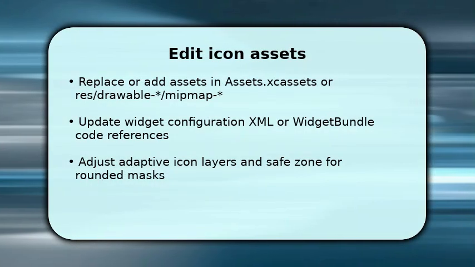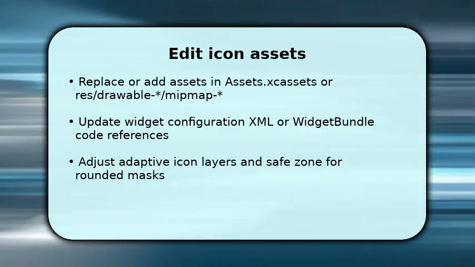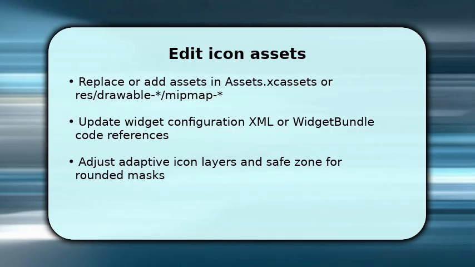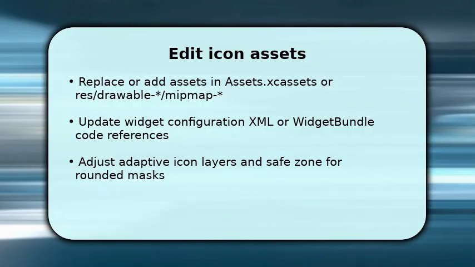Next, you change the icon assets and wiring. Replace the image files using exact resource names and preserve file formats. Then update widget configuration, modify the XML attributes or the widget provider code to point at the new resource identifiers, and adjust adaptive icon foreground/background layers so shapes crop correctly.